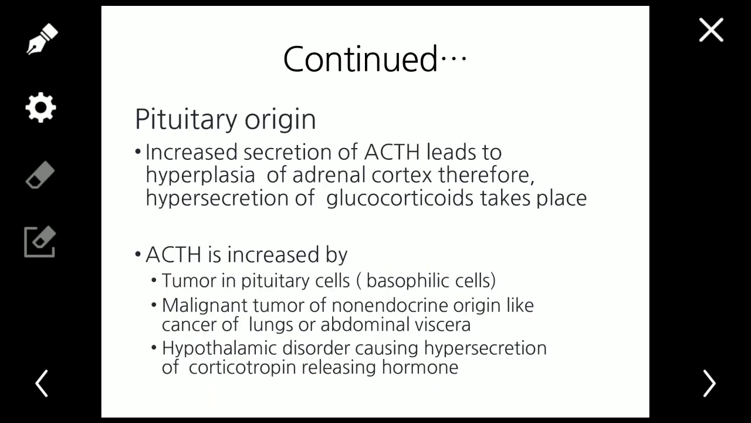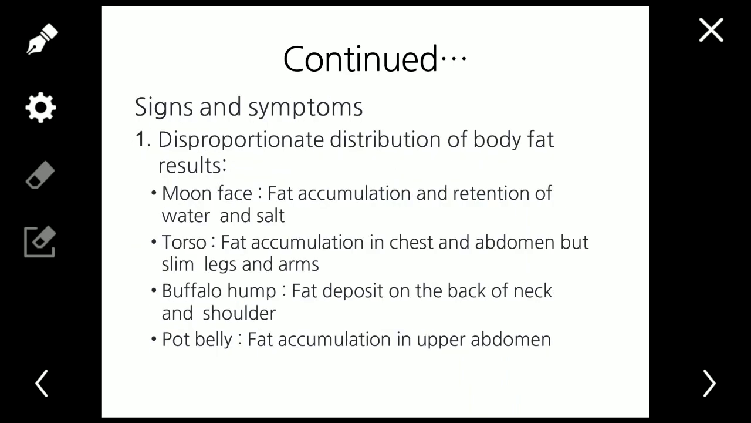So in pituitary origin, increased secretion of ACTH leads to hyperplasia of adrenal cortex. Therefore, hypersecretion of glucocorticoids takes place. ACTH is increased by tumors in pituitary cells, basophilic cells, malignant tumor of neuroendocrine origin like cancer of lungs or abdominal viscera, and hypothalamic disorders causing hypersecretion of corticotrophin releasing hormone.